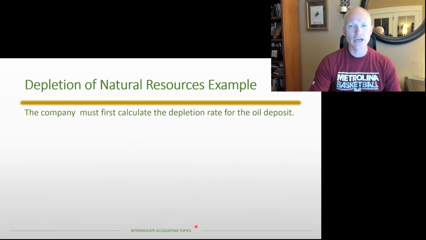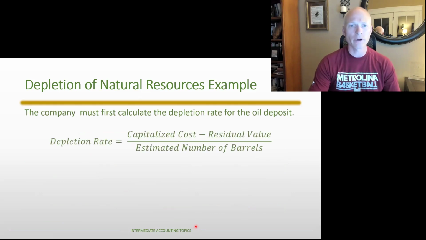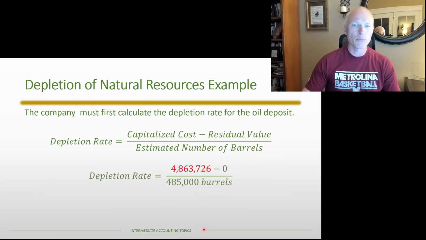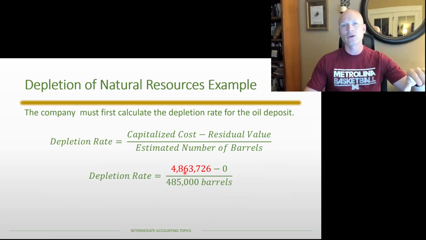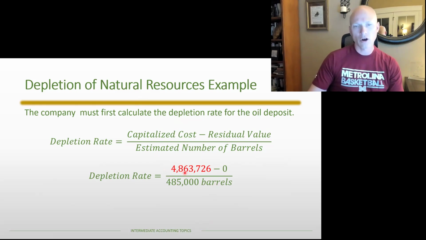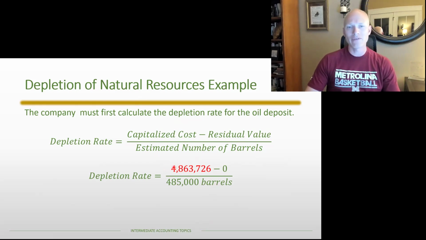All right, so first you've got to calculate the depletion rate for the oil deposit. Again, hopefully this looks familiar. It's very similar to the depreciation rate. We have the capitalized cost minus the residual value over the estimated number of barrels. If you remember, we had previously calculated that capitalized cost at just over 4.8 million, which again is the sum of all those direct costs plus the present value of the restoration cost. And so that's what we will end up having as depletion.